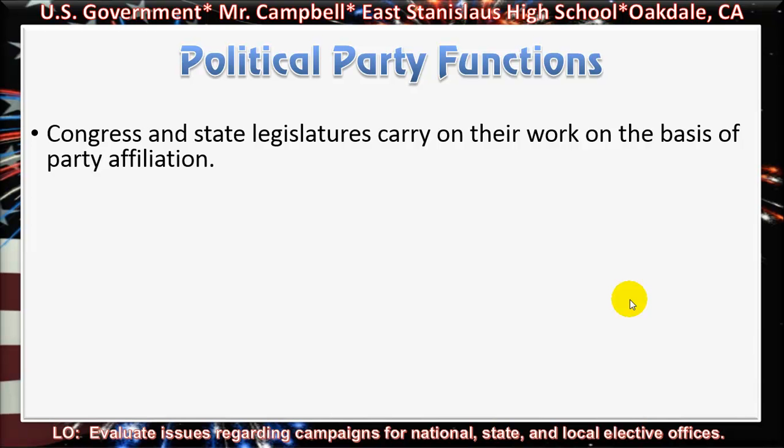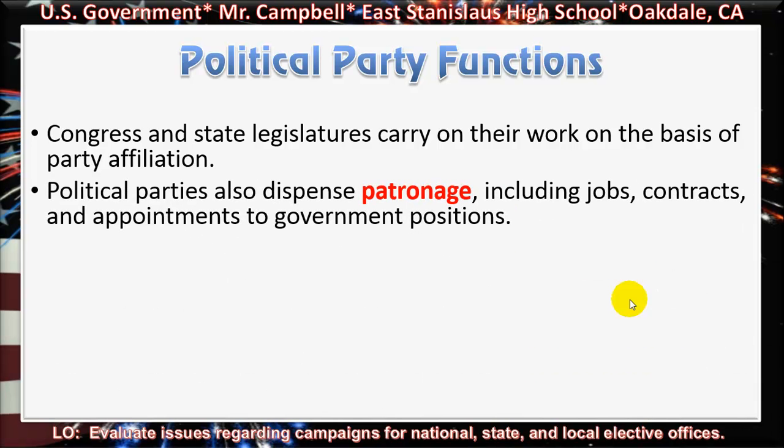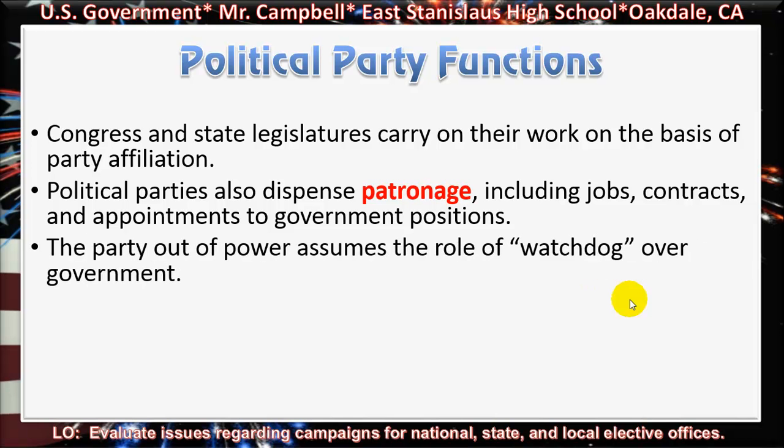Congress and state legislatures carry on their work on the basis of party affiliation. Political parties also dispense patronage, including jobs, contracts, and appointments to government positions. And the party out of power assumes the role of watchdog over government. Typically, they're looking for anything that they can criticize that the other party does.